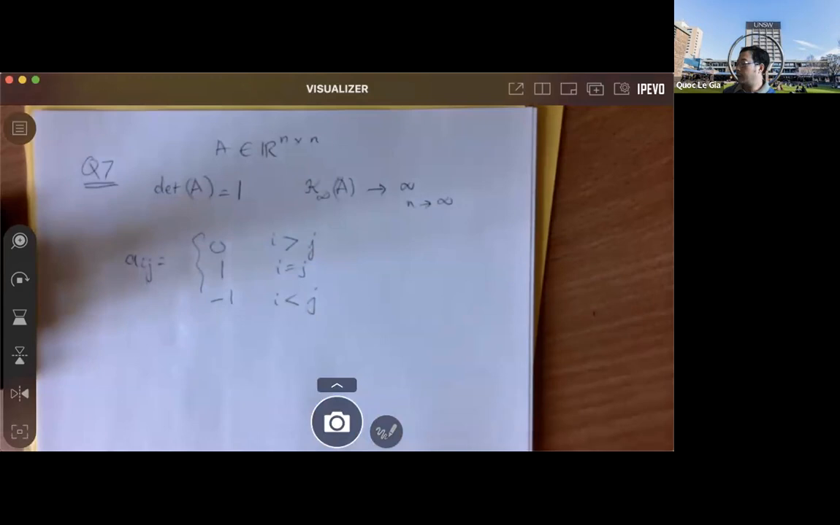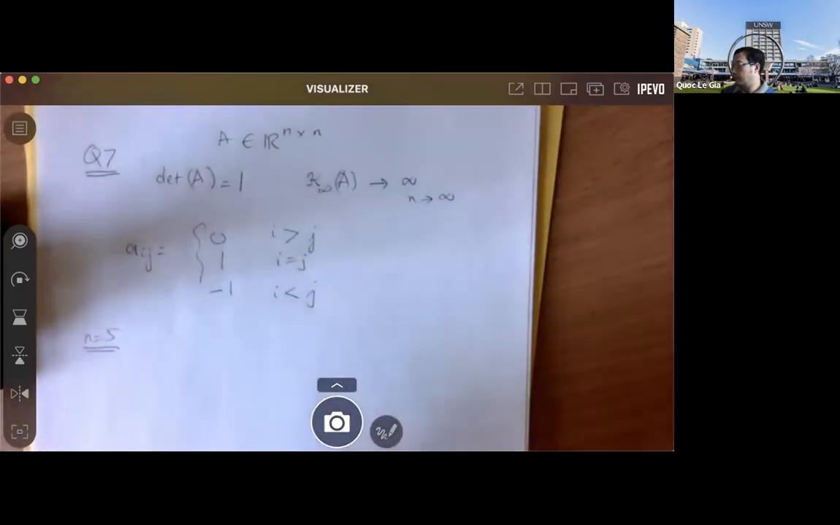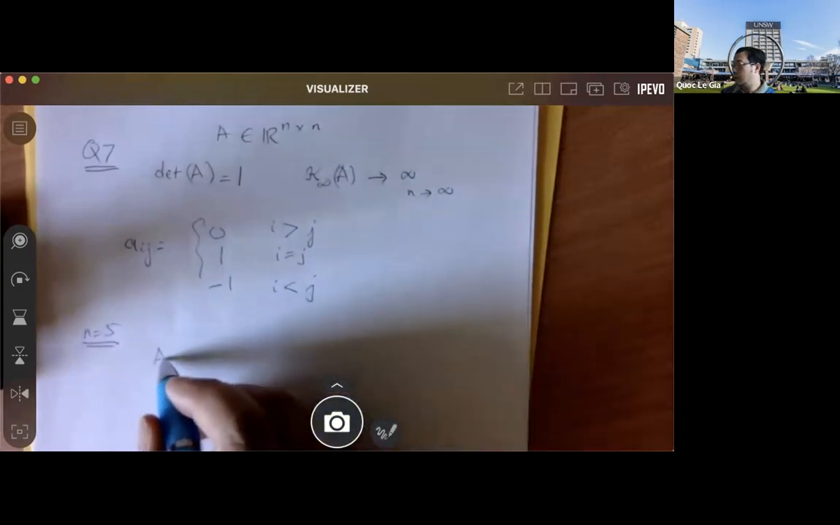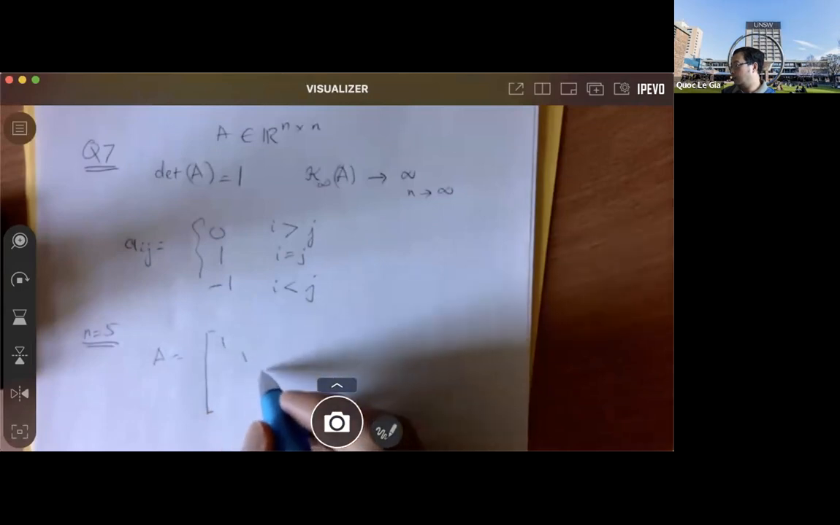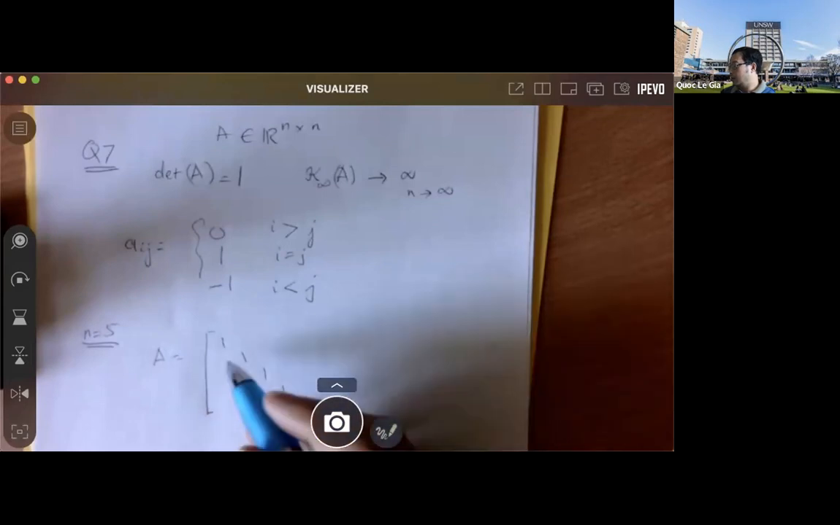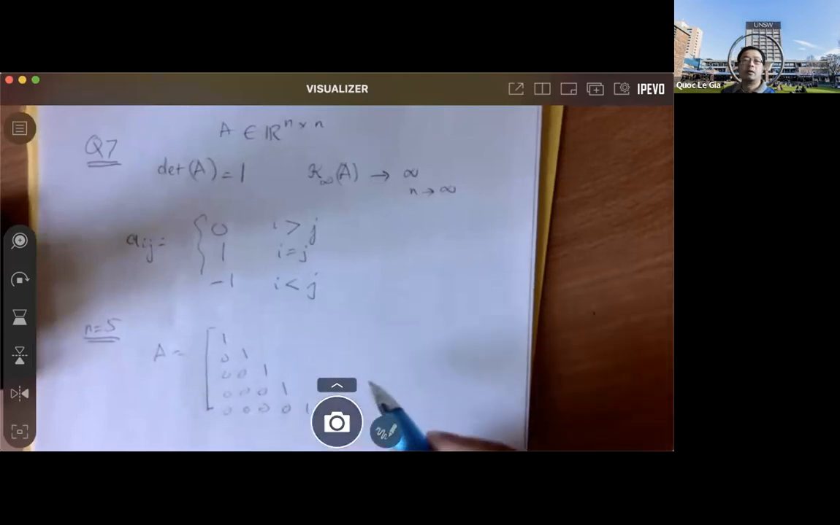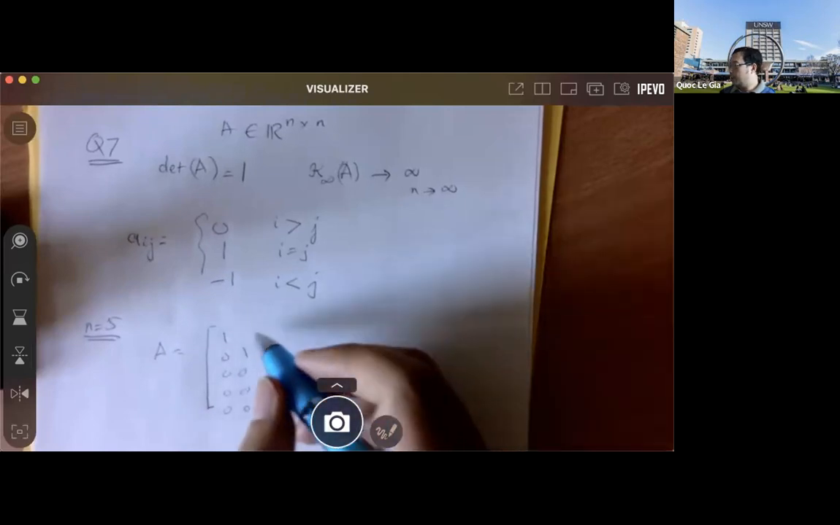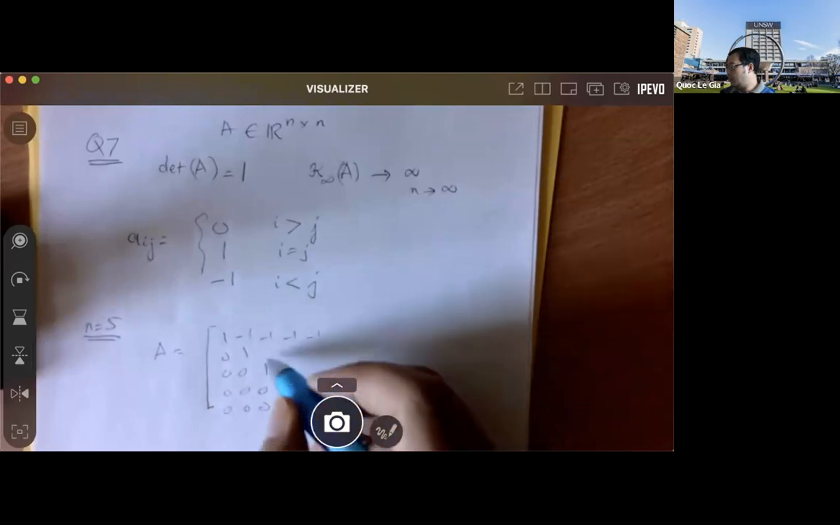For example, a matrix A with n equal 5 looks like this. A is 1, 1, 1, 1, 1 on the diagonal, and then all of the lower part just equals 0. And on the upper triangular part it just equals -1. So it's very simple.